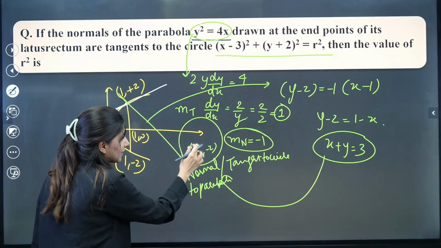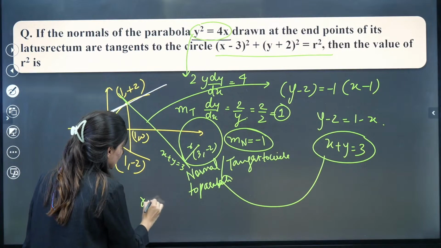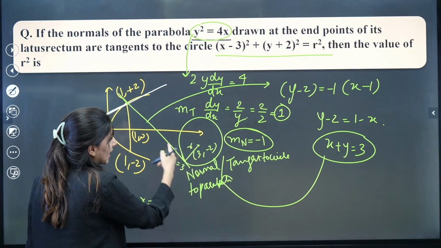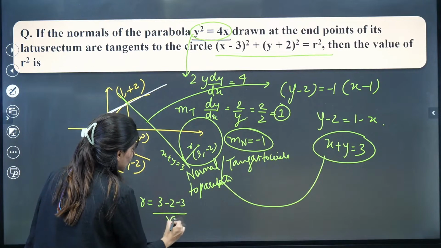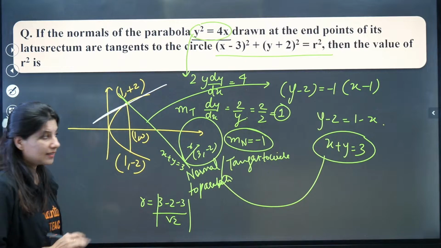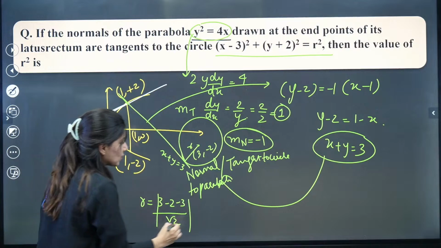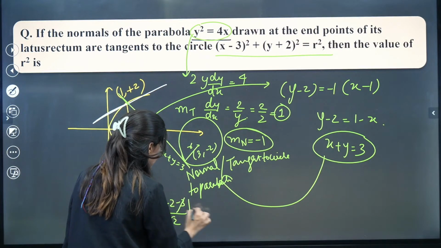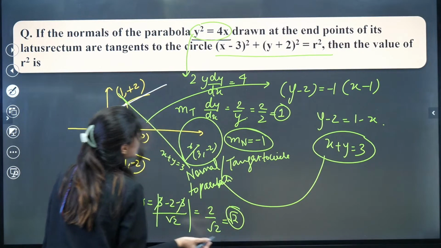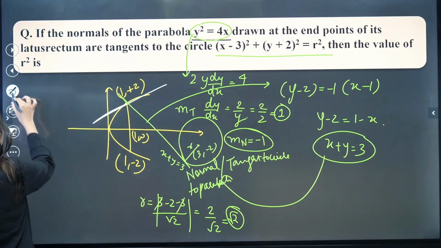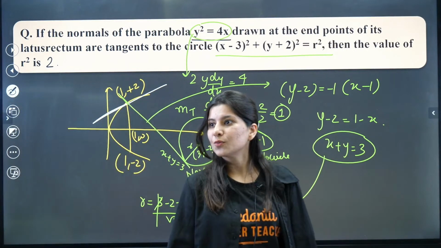Now just apply (3, -2) to x plus y is equal to 3. Apply the condition. Radius will be the distance between this point and this line. So this is the modulus of (3 minus 2 minus 3) by root 2. That's how we calculate: we put this point in this equation, divided by the square root of 1 square plus 1 square. So this is 2 by root 2, which is root 2. So radius is going to be root 2. The value of radius square we are looking for is 2. If radius is root 2, radius square is 2.